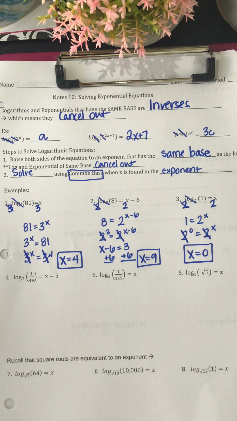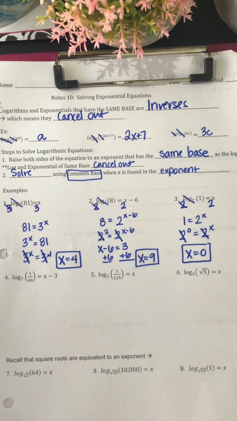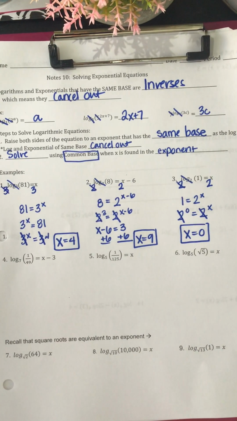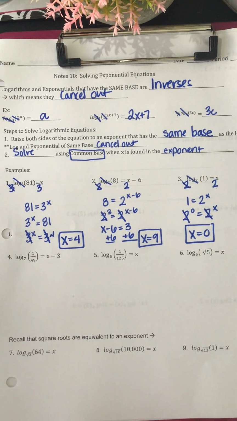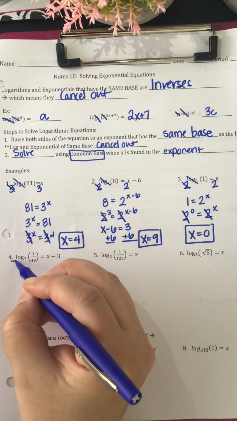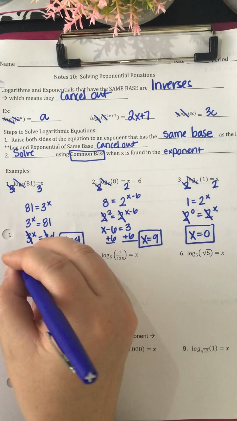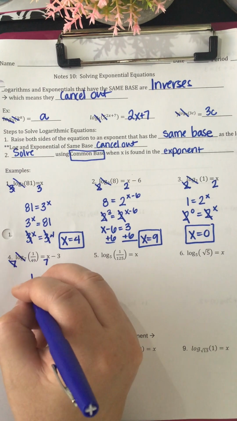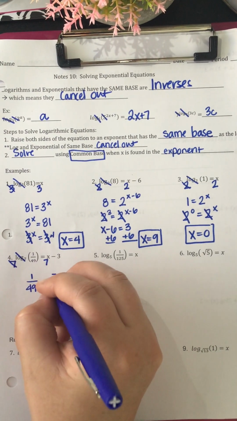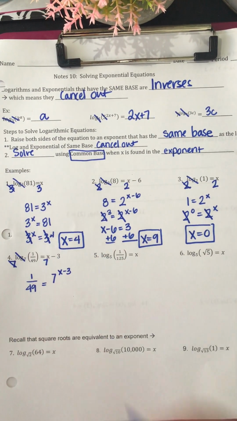Okay, let's get into a couple of the other special case scenarios that we looked at last time. So take a look at number 4, please. What's my little number that I need to cross out? So I'm going to use a big 7. So I have 7 and log 7 cross out. 1 over 49 equals 7 to the x minus 3.